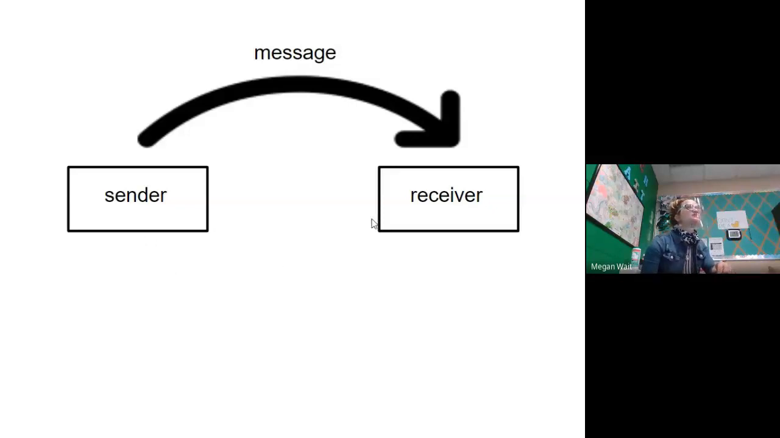Now, between the sender and the receiver, the sender is going to send this message, but there are multiple different ways of sending a message to somebody. Somebody list one way you could send a message. Yes? An iMessage, like a text message? So you could send it through a text message. How else? Snapchat. Email.